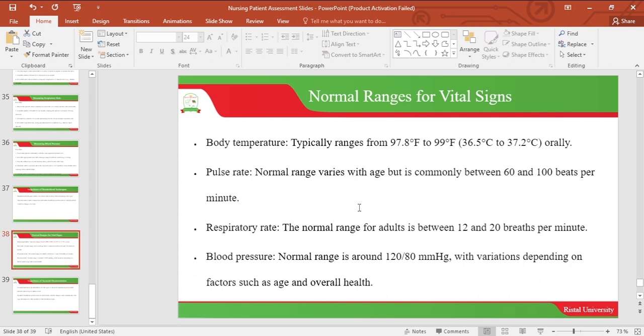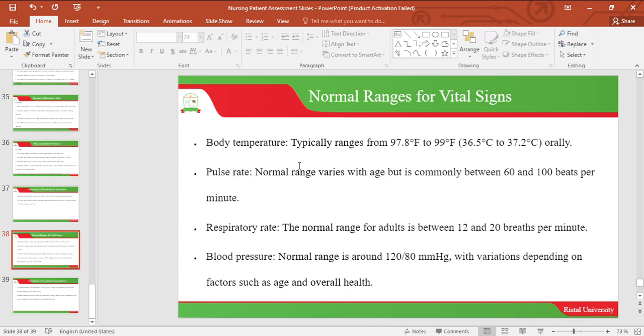Let's look at the normal ranges of vital signs. Body temperature typically ranges from 97.8 degrees Fahrenheit to 99 degrees Fahrenheit. If this is converted to centigrade, it means 36.5 degrees centigrade to 37.2 degrees centigrade. That is when the route for taking the temperature is the oral route.